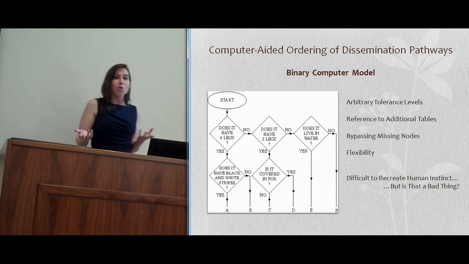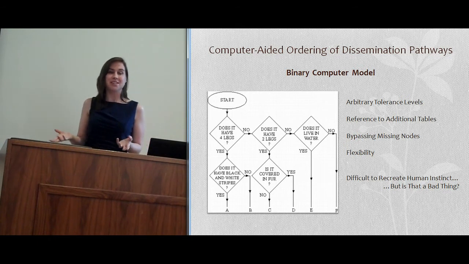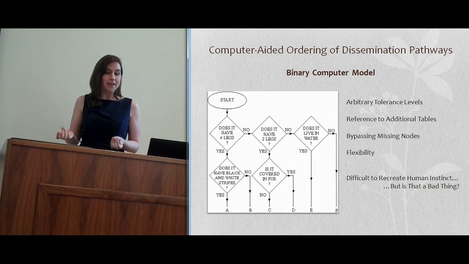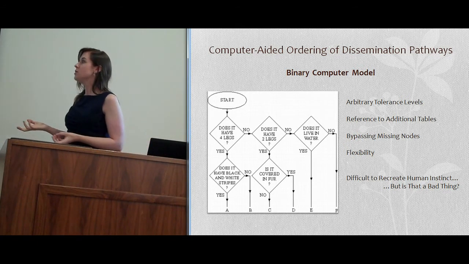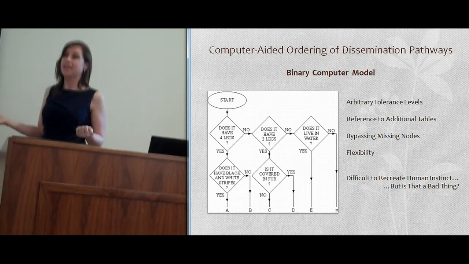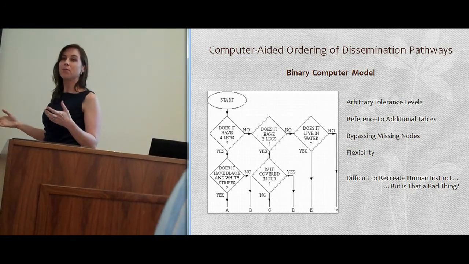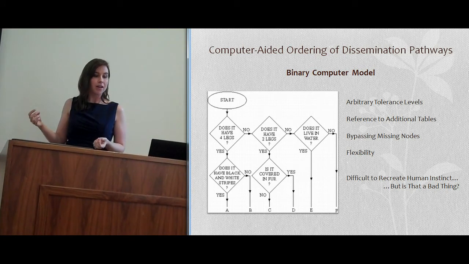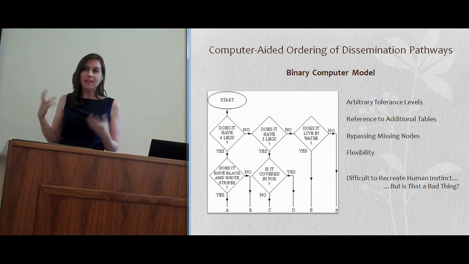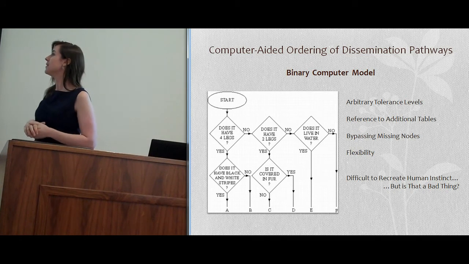You have to have arbitrary tolerance levels because it's not going to work perfectly. Sometimes you have to have references to additional tables. How long does it take to get from London to Edinburgh by postal route? Figure out some way to bypass missing nodes. Generally speaking, a level of flexibility.